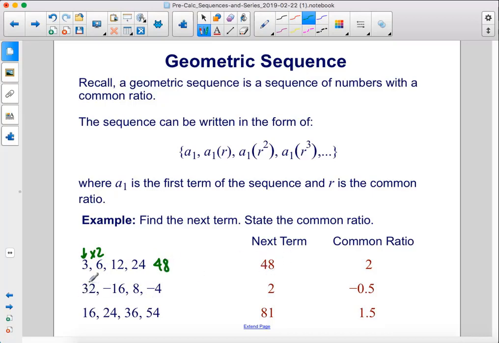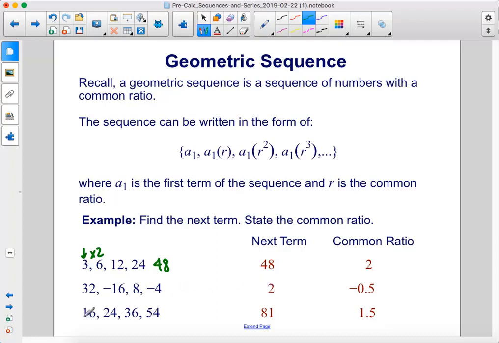Here, what do you have to multiply 32 by to get negative 16? Well, that's negative 0.5. Multiply 32 times negative 1/2 and you get negative 16. Negative 16 times negative 1/2 is 8. 8 times negative 1/2 is negative 4. And negative 4 times negative 1/2 is 2.